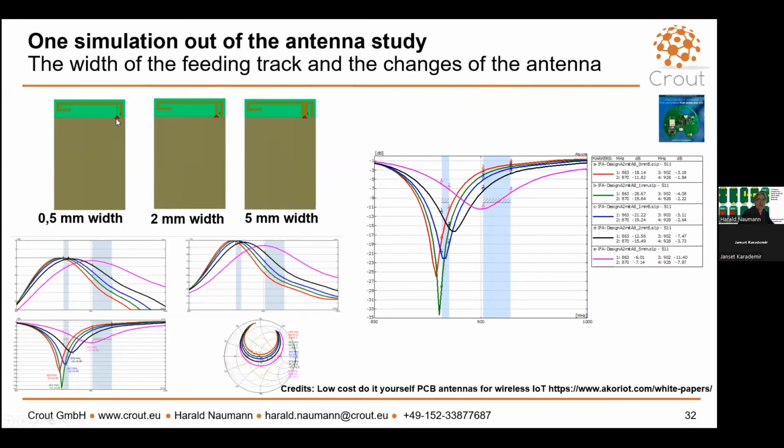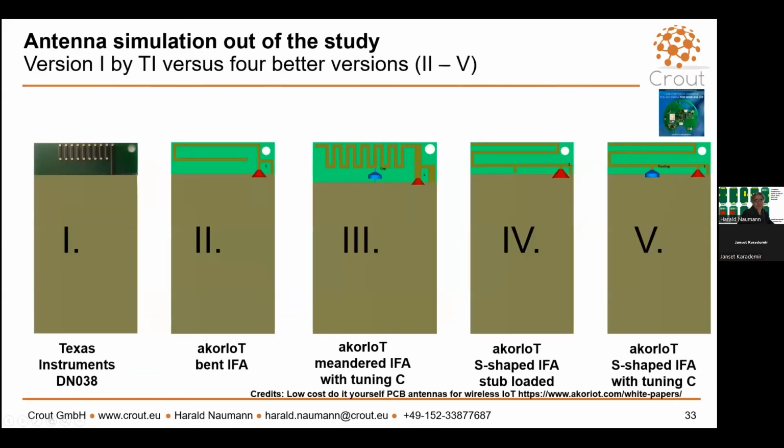Here we changed the width of the track from outward 5 millimeters to 5 millimeters. The rest of the PCB is the same. And you can see that the center frequency is changing all the time, and that the peak in the return loss was changing as well. So a one-to-one copy is not a good idea. In the end, I said, okay, take the antenna of TI, of the design note, take the same space and make it better.